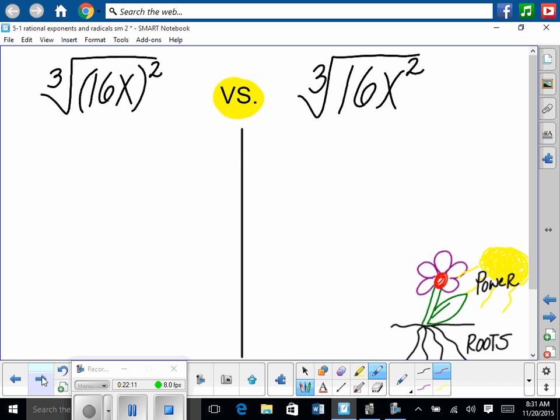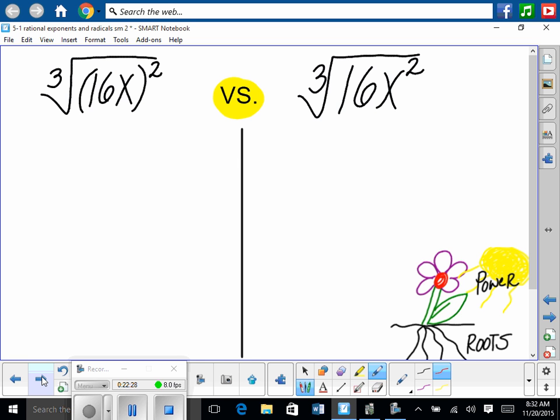So look at these two. I'm going to show you, hopefully this will help make sense a little bit. If we were to compare the 2 different things here, we have the cube root of 16x squared, all squared, versus the cube root of 16x squared. So the very big difference is the parentheses.